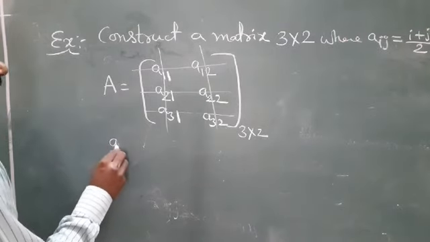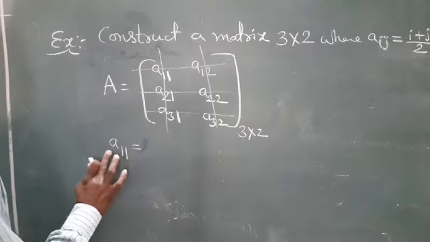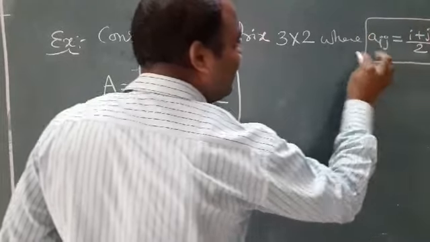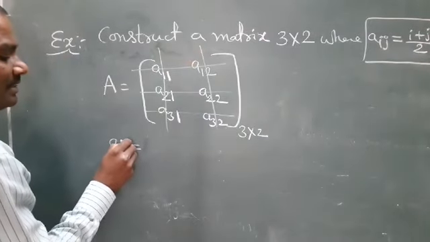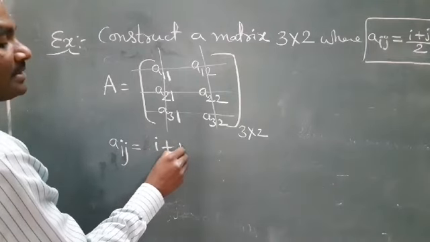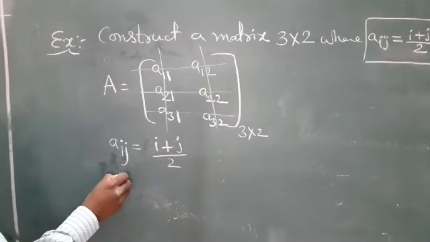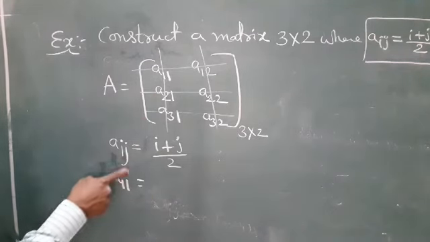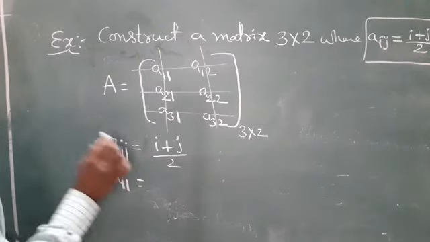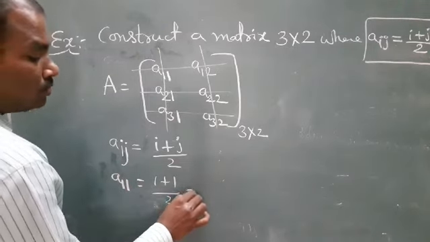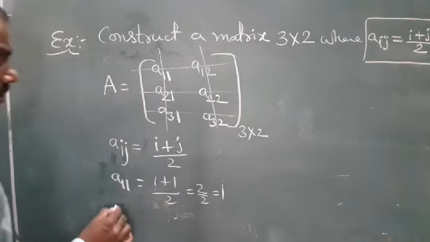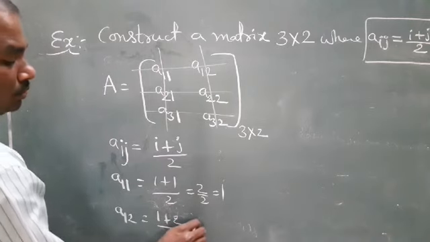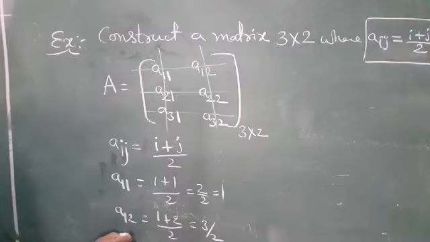Now one by one we find a11. Actually, what is given is that a i j is equal to (i plus j) by 2. So first of all we will find a11. So i value 1, j value 1. 1 plus 1 by 2. So 2 by 2 is equal to 1. Next element क्या है? a12. 1 plus 2 by 2. So 3 by 2. Next element क्या है? a21.